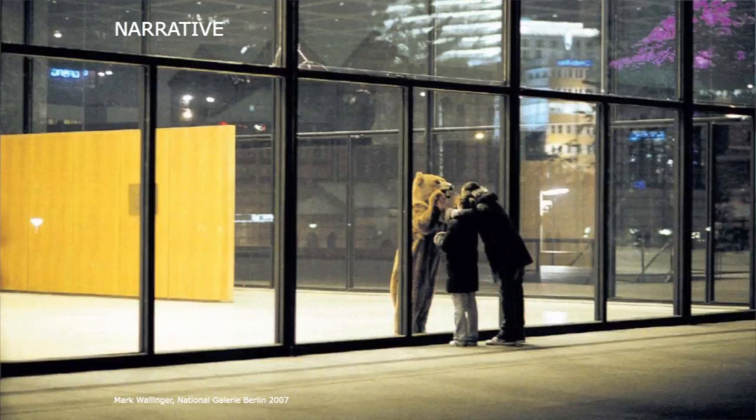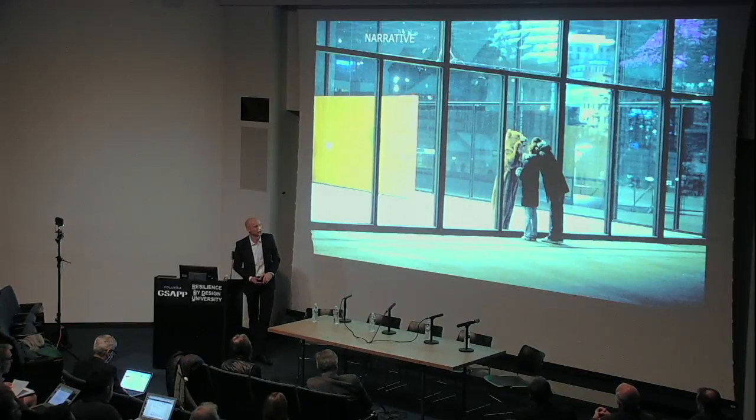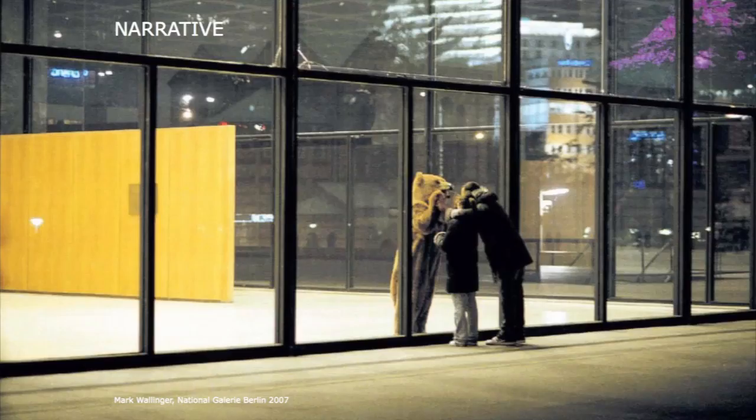Mark Wallinger is a British artist. Anyone who knows this project? He dressed up as a bear. You know, this is Berlin, of course. You're all architects, so if you wouldn't recognize the building, you just failed your test. He dressed up as a bear, of course, in Berlin. And he was in the Neue Staatsgalerie every night. And after a week, people left food in the gallery in daytime.